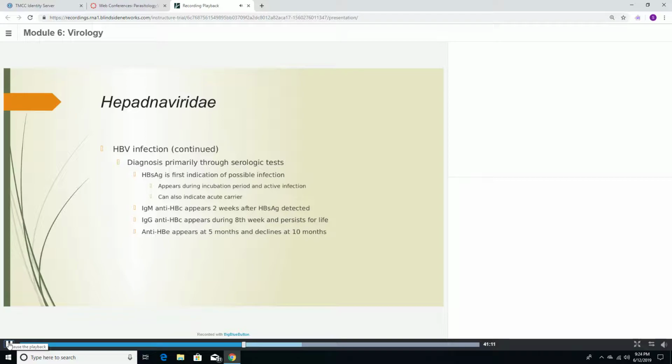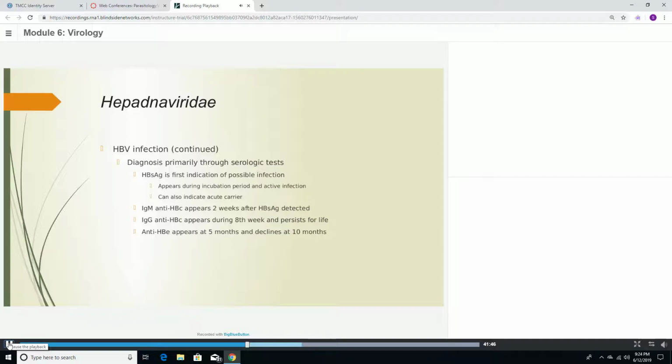So diagnosis is primarily through serological testing. HBsAg is the first indication of a possible infection. And again, that is the envelope surface protein that we're going to want to test for. It appears during the incubation period and during an active infection. It can also indicate an acute carrier. Then we could also test for IgM anti-HBc, which appears 2 weeks after HBs antigen is detected. We could also test for IgG anti-HBc, which appears during the 8th week and persists for life.